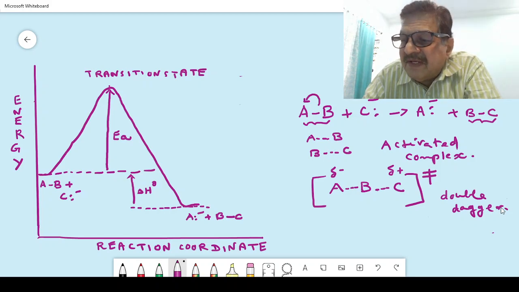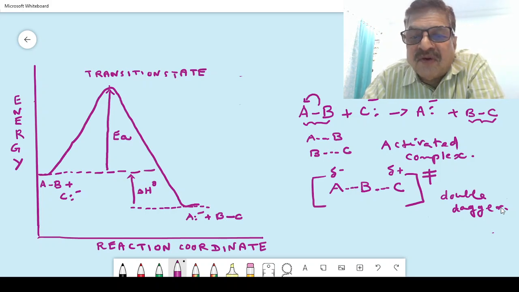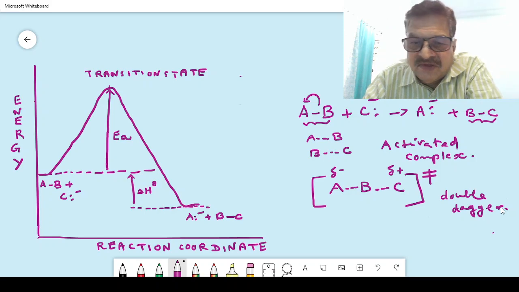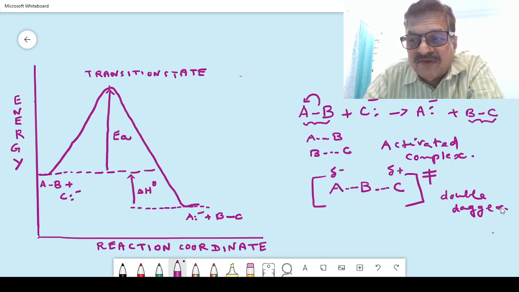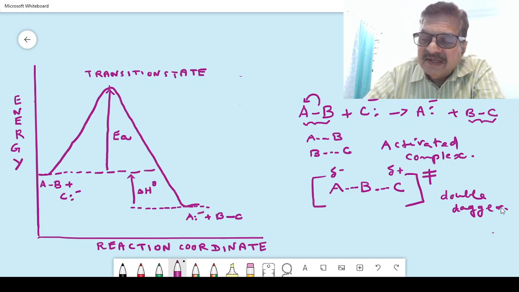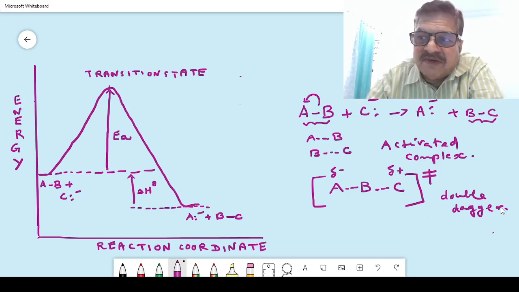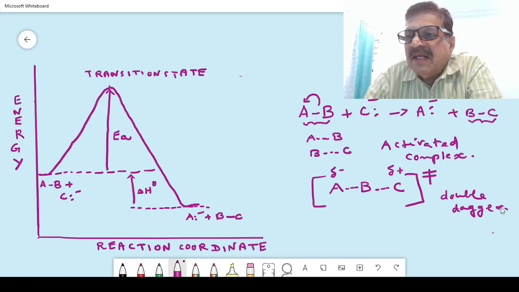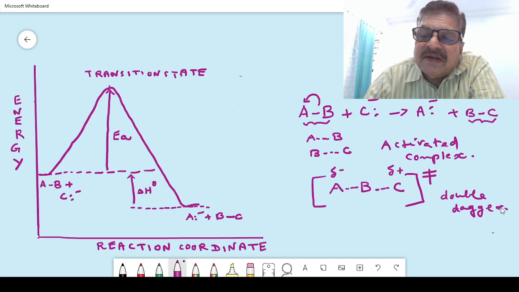That means it lies somewhere between the starting materials and the products, with partially broken bonds and partially formed bonds. Now here A will acquire a partial negative charge and C will acquire a partial positive charge. This is the transition state. A gains a partial negative charge, and C loses a charge in the course of the reaction. Therefore, this is the transition state.